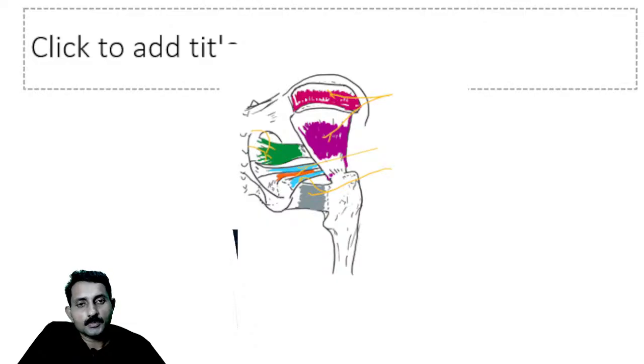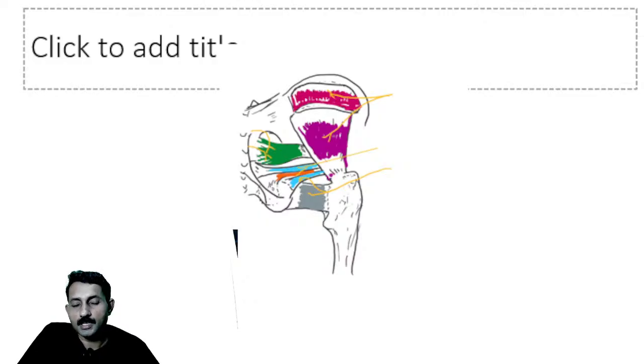Then who will supply the medius and minimus? The superior gluteal nerve will supply medius. You can see this is the superior gluteal nerve. It is supplying the medius also, it is supplying the minimus also. So, both will be supplied by the same nerve. Medius and minimus are supplied by superior gluteal.